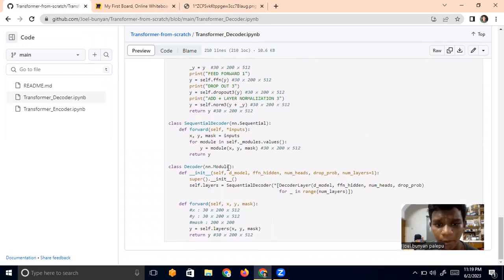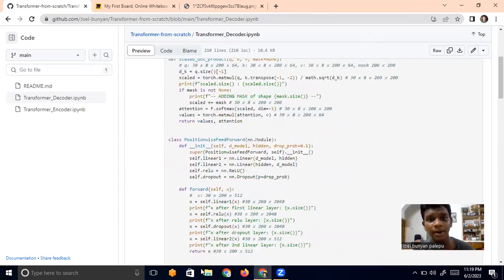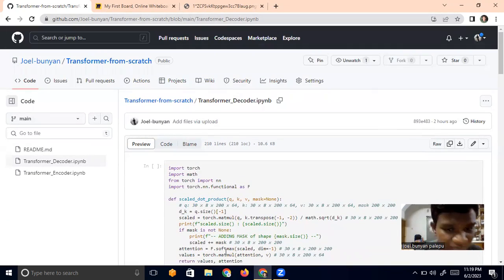So I hope you can understand what is going on in the implementation. In the next video, we are going to implement it in TensorFlow. In these past two videos, I have given more priority to theory, and in the next video we will be implementing this.